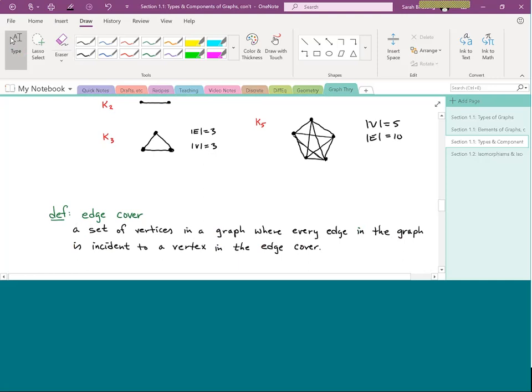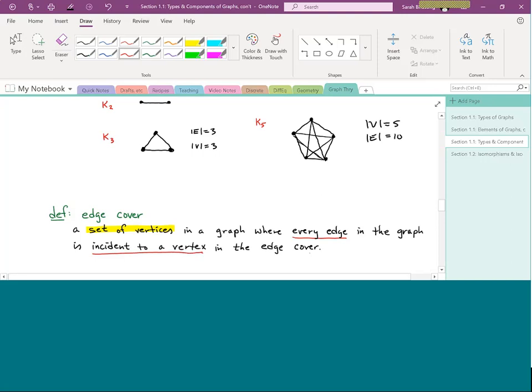Right, so edge covers. Both edge covers and independent sets are highly related, and we'll see what that relation is once we talk about independent sets. So first thing is an edge cover, and watch out, an edge cover is not a collection of edges. It is instead a set of vertices of your graph where every single edge in the graph is incident to one of the vertices in the edge cover. In other words, every single edge has one of its endpoints, or 2 if you needed it, but at least one of its endpoints in the edge cover.